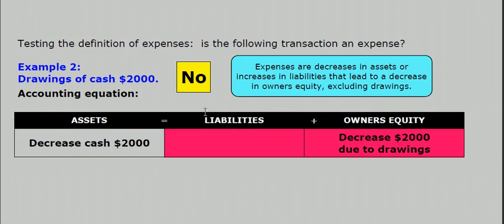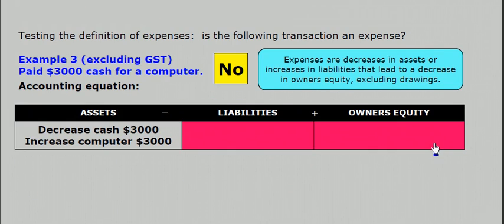Here is another example. Drawings of cash, $2,000. The owner has taken cash out of the business for their own purposes. This would certainly lead to a decrease in cash of $2,000, and it does lead to a decrease in owner's equity because drawings is a negative owner's equity item. However, the definition of expenses excludes drawings. So even though it leads to a decrease in owner's equity, it cannot be an expense because drawings is excluded from the definition.